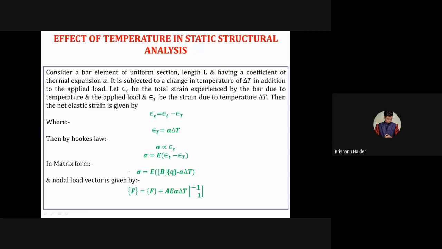Yes, sir, clear. Okay, so now what we will do, we will take the help of these expressions and solve one problem by the finite element method, and then find out the element stresses and elemental load vector if that particular element or the entire geometry is either heated or cooled by some amount. Say that amount is delta T.